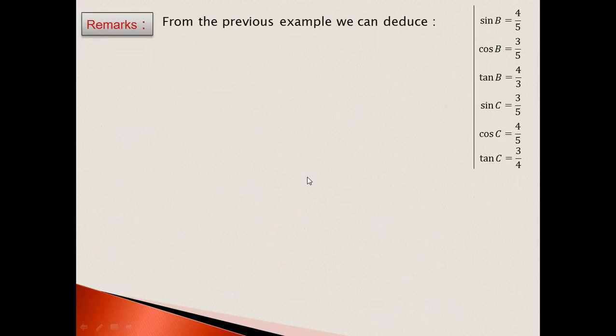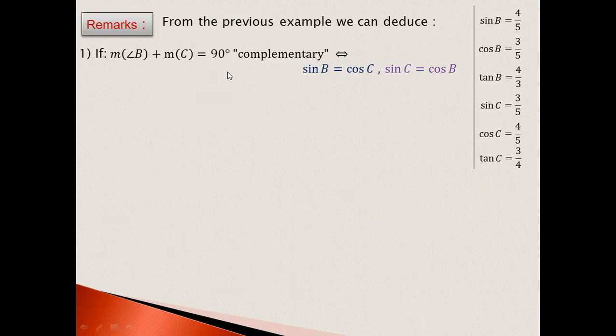From the previous example, we can deduce that if the two angles are complementary, or their sum equals 90 degrees, then the sine of the first angle equals the cosine of the second angle, or the sine of the second angle equals the cosine of the first angle. We can deduce that from here. Sine of B is equivalent to cosine of C. Sine of B is 4 over 5. Also, cosine of C equals 4 over 5. And also, cosine B is equivalent to sine C. Cosine B is 3 over 5, and also sine C equals 3 over 5.